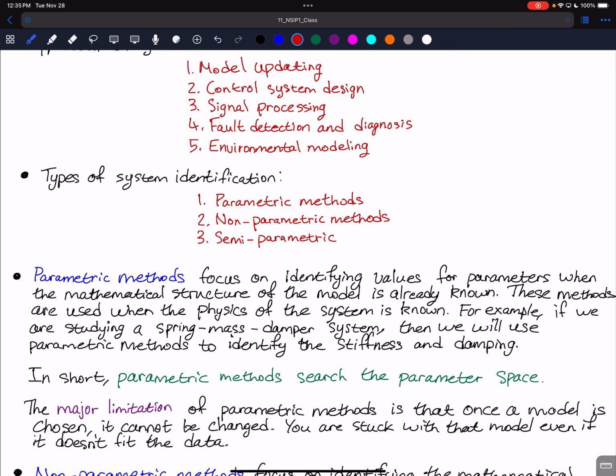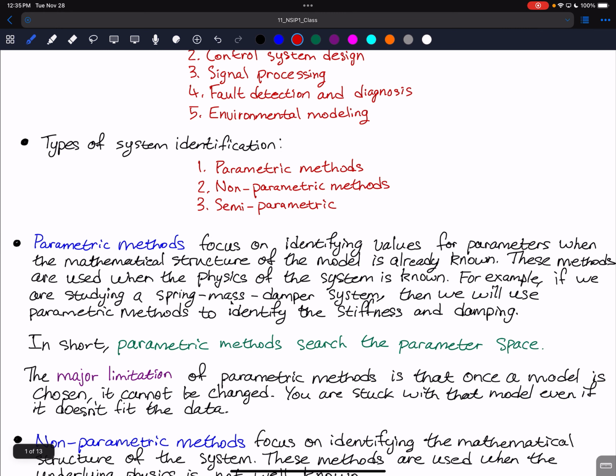And so in short, parametric methods search the parameter space. They're searching for numerical values for a set of parameters. And so a major limitation of parametric methods is that once you choose a model, that's the model you're going to use, and you can only use that model, which means that if you're missing some very important physics in that model, you're never going to be able to capture that because you're just identifying numerical values for parameters, not changing the actual behavior or structure of that model.